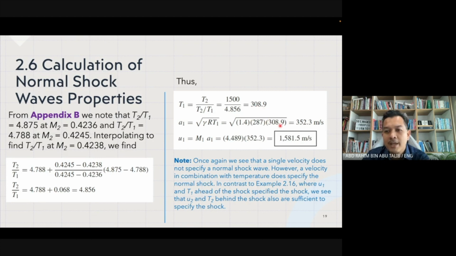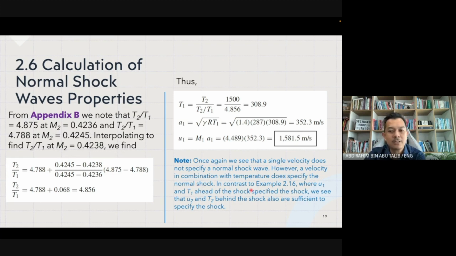You can then get the speed of sound, which is 352.3 meters per second. Respectively, you will get the velocity before the shock, which is equal to 1581.5 meters per second. So once again, we see that a single velocity does not specify a normal shock wave. However, a velocity in combination with temperature does. So you need those two values: one is the velocity, the other is the temperature.